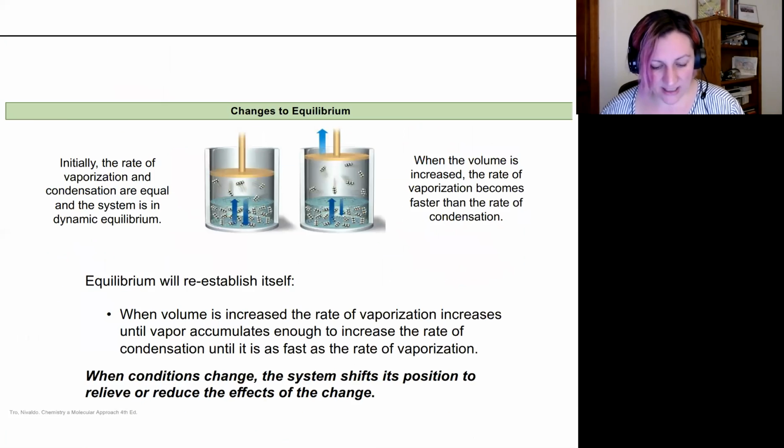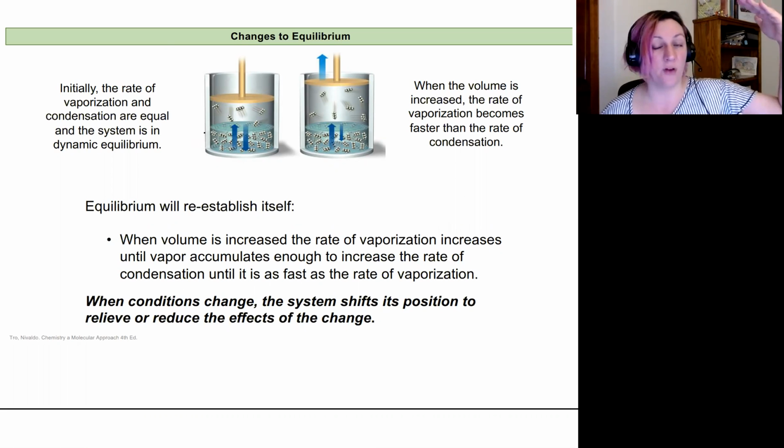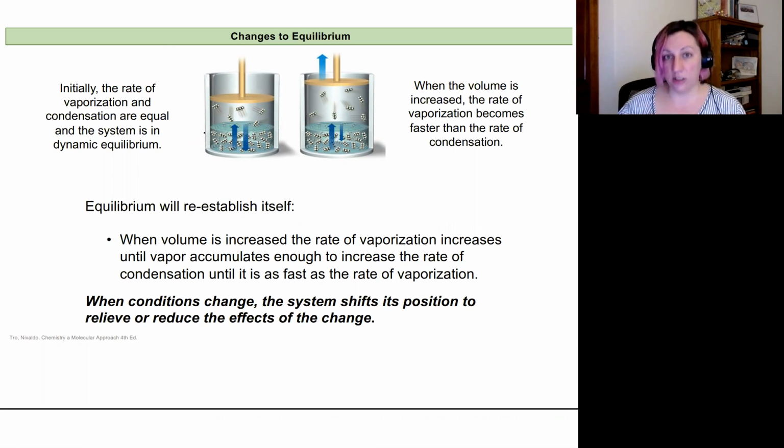So let's think about things that can happen. Let's say you reach dynamic equilibrium, right? So you have the same rate of vaporization and condensation. What happens when we make changes to it? When you have something at equilibrium and you make a change to the system, it's no longer at equilibrium, right? So in the case of a gas like this, we might increase the volume, which would decrease the pressure, or we could decrease the volume. That's one thing we could do. We could increase or decrease temperature.